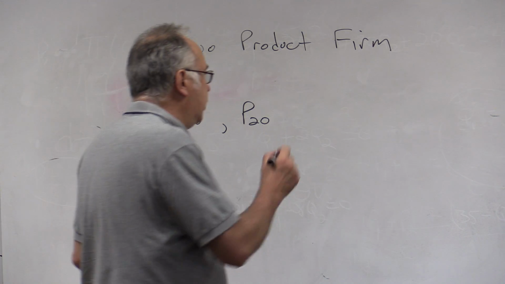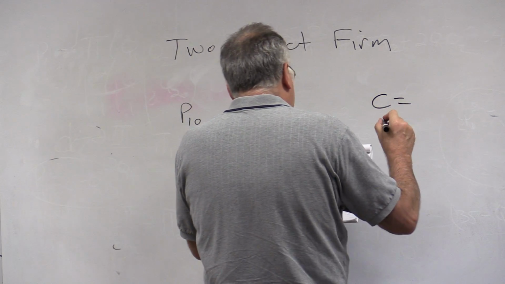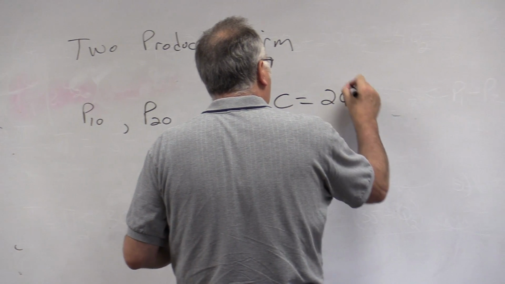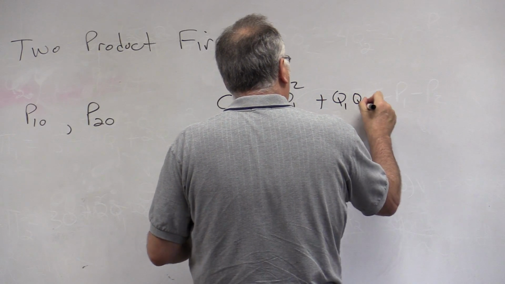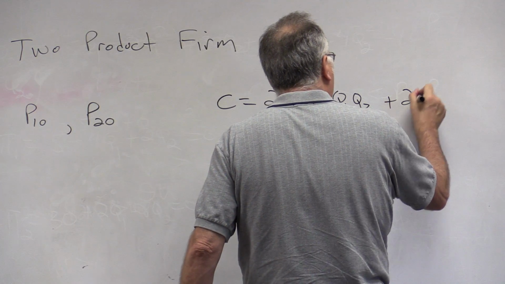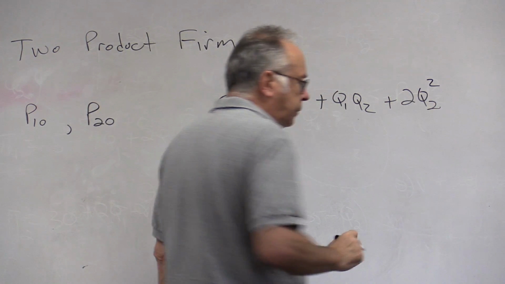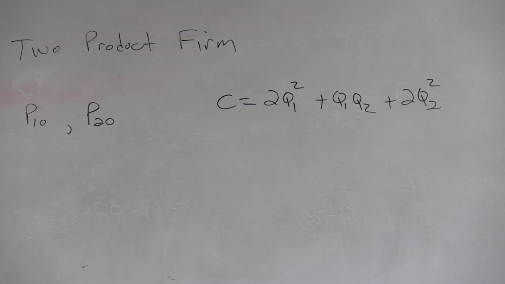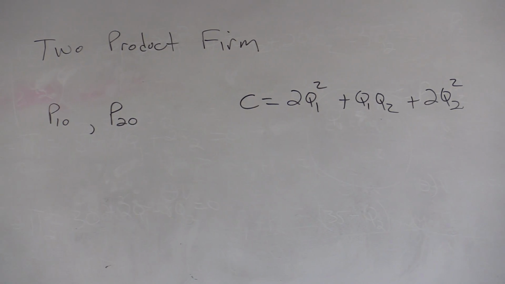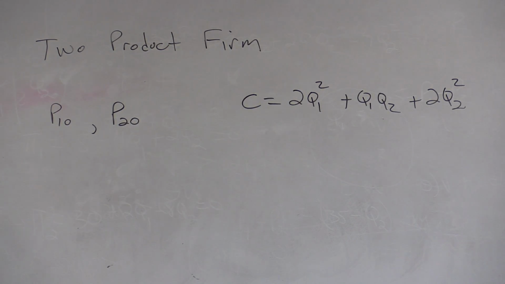And the firm's cost function is this. C equals 2 Q1 squared plus Q1 Q2 plus 2 Q2 squared. Find the firm's objective function and see if it's concave or not. And find the optimal values of Q1 and Q2. Okay. So how would you begin?